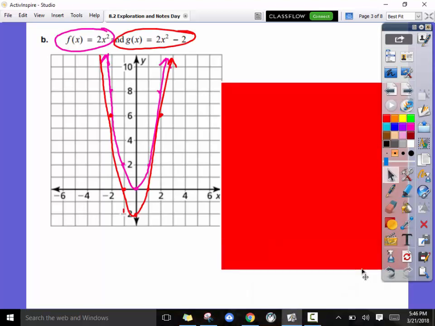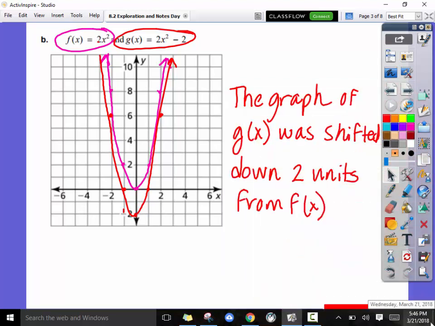Okay, so you should have f of x and g of x looking something like this on your graph. And then if you notice, they both had an a factor of 2, so the graphs did not become wider or more narrow. But g of x was just shifted down 2 units. So that's an excellent thing to notice. You notice that the graph of g of x was shifted down 2 units from f of x.